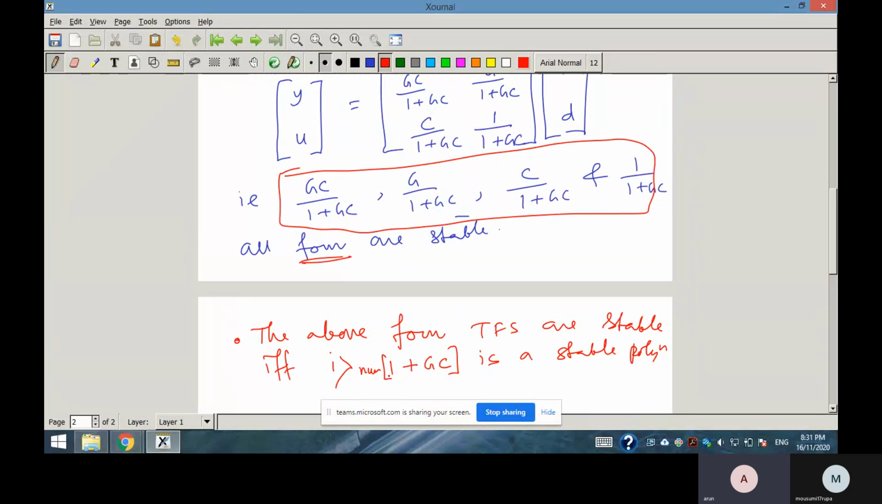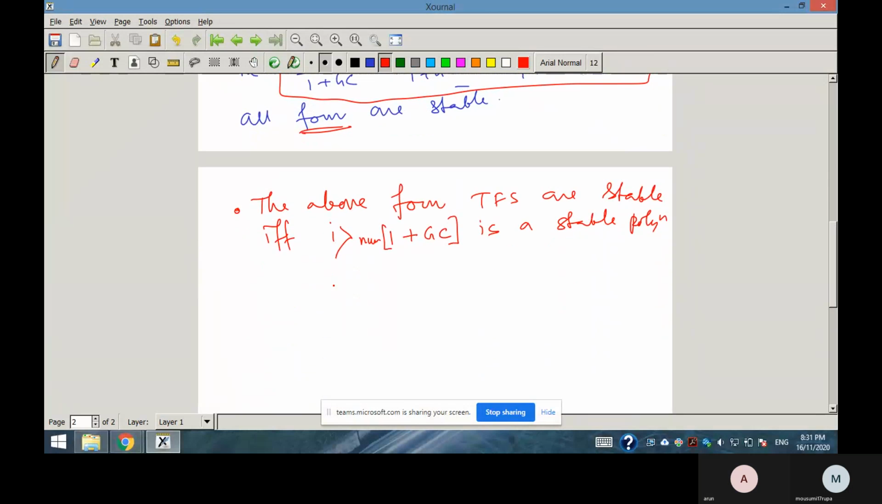This is the numerator, okay. Numerator of this one, because this is a transfer function; ultimately it will have numerator and denominator. Why numerator? Because the numerator of 1 plus GC is the characteristic polynomial or closed loop pole polynomial. So the numerator of 1 plus GC should be stable, otherwise the system will become unstable. Right, so this is necessary.